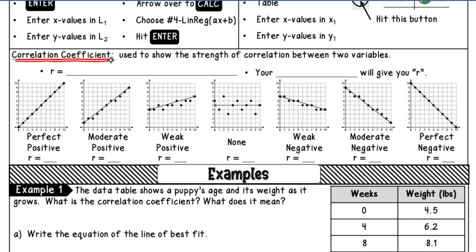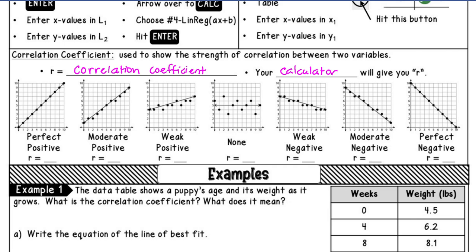Okay. So my correlation coefficient is used to show the strength of correlation between two variables. And it's got the super fancy, amazing abbreviation R. So R stands for correlation coefficient. And so your calculator will give you R. You don't have to do the magic yourself. Your calculator will do this.